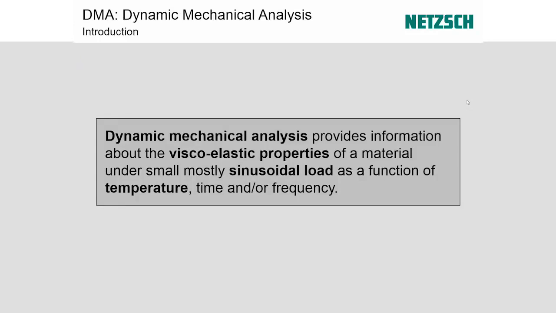It's called Dynamic Mechanical Analysis, and it gives you thermomechanical data about a material based on a sinusoidal load as a function of temperature, time, or frequency. This is very similar to the DEA with one major difference. On the DEA, we have an alternating electrical field. On the DMA, we have an alternating mechanical load.